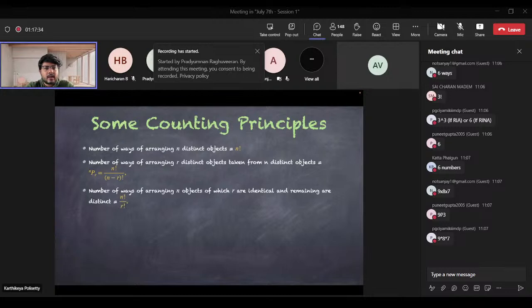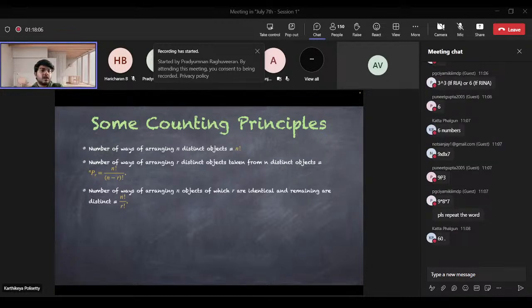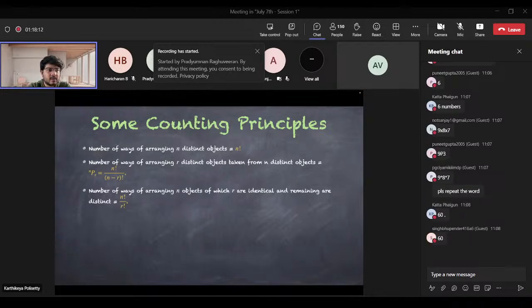Number of ways of arranging n objects, of which r are identical and remaining are distinct. So if I ask you, how many different permutations are there for the word APPLE? So it will be total, you have 5 letters, out of which 2 are repeated. So it will be 5 factorial by 2 factorial.